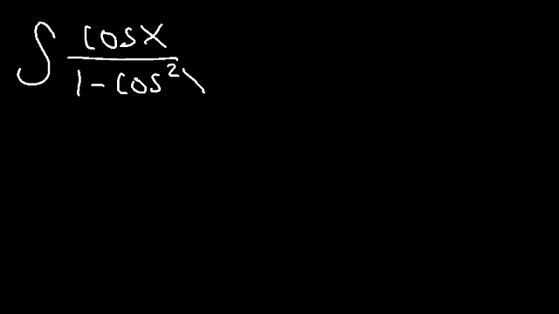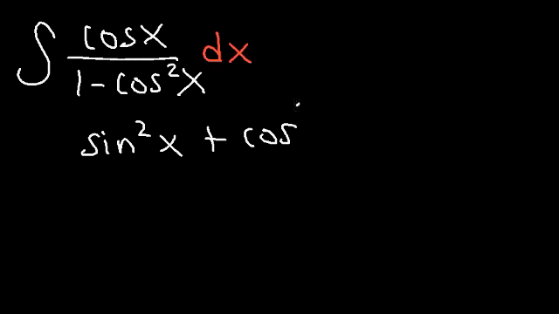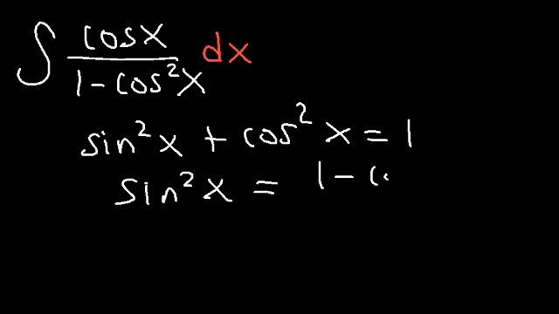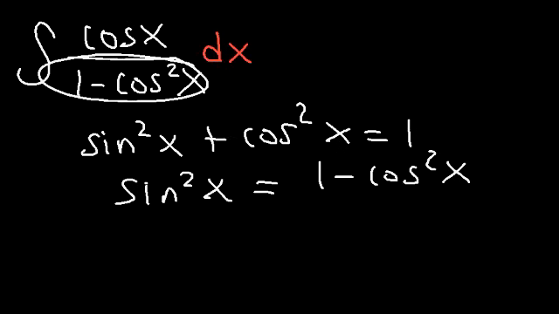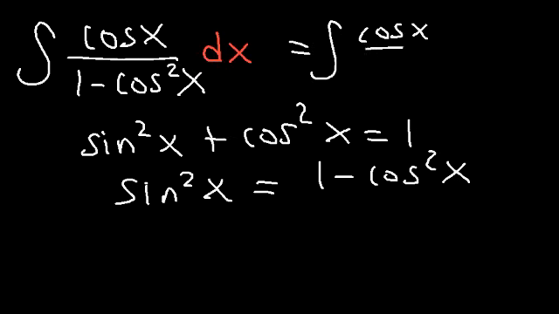Let's try this one. What is the antiderivative of cosine x divided by 1 minus cosine squared? What would you do in this case? Now, if you recall, we said that sine squared plus cosine squared is equal to 1. So if we subtract both sides by cosine squared, we can see that sine squared is 1 minus cosine squared. So therefore, let's replace this expression with sine squared. So this is equal to cosine x divided by sine squared x dx.